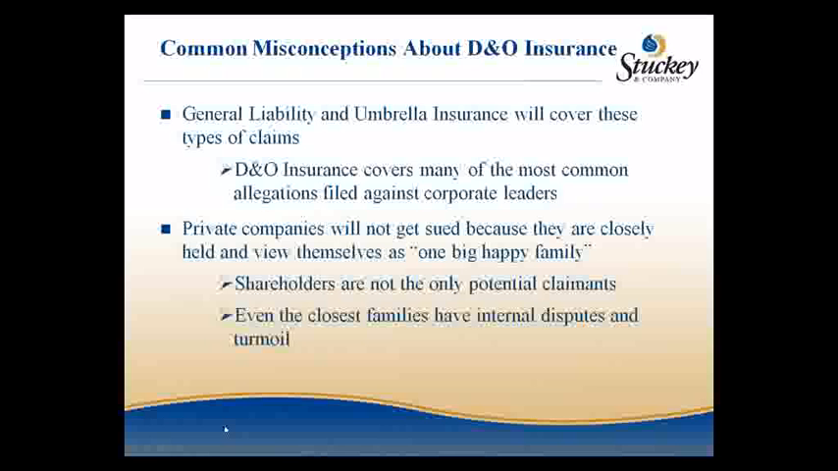Some common misconceptions about D&O insurance and many of the management liability coverages, like we discussed for fiduciary liability, is the general liability or your umbrella policy is going to cover these types of claims, and it's not. That's not what a general liability or an umbrella policy is designed to cover. Second, private companies can rely on being one big happy family as a risk management strategy. After all, even the closest families have disputes. I think divorce is something to bear in mind when you're talking about one big happy family. And again, it's not just shareholders and employees too.